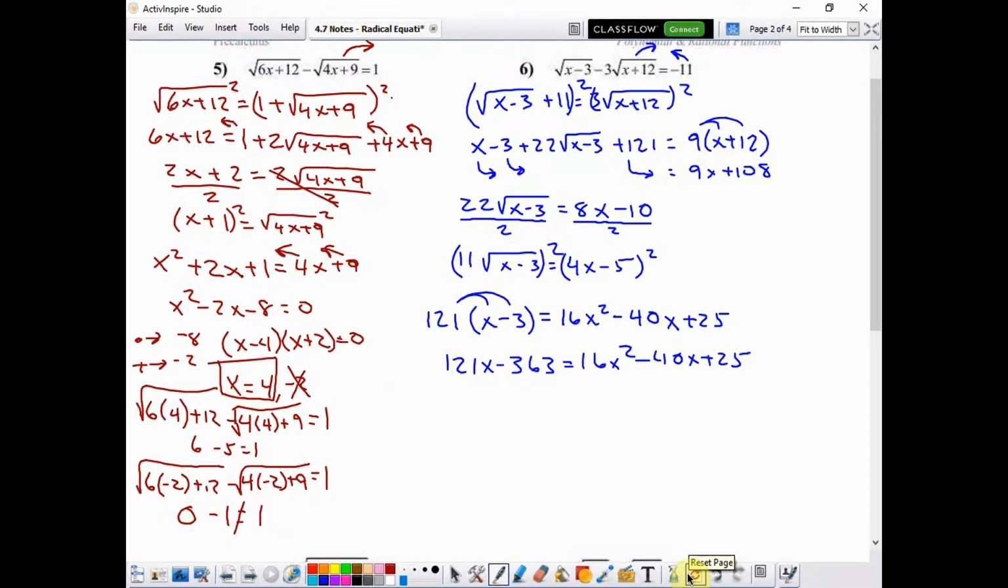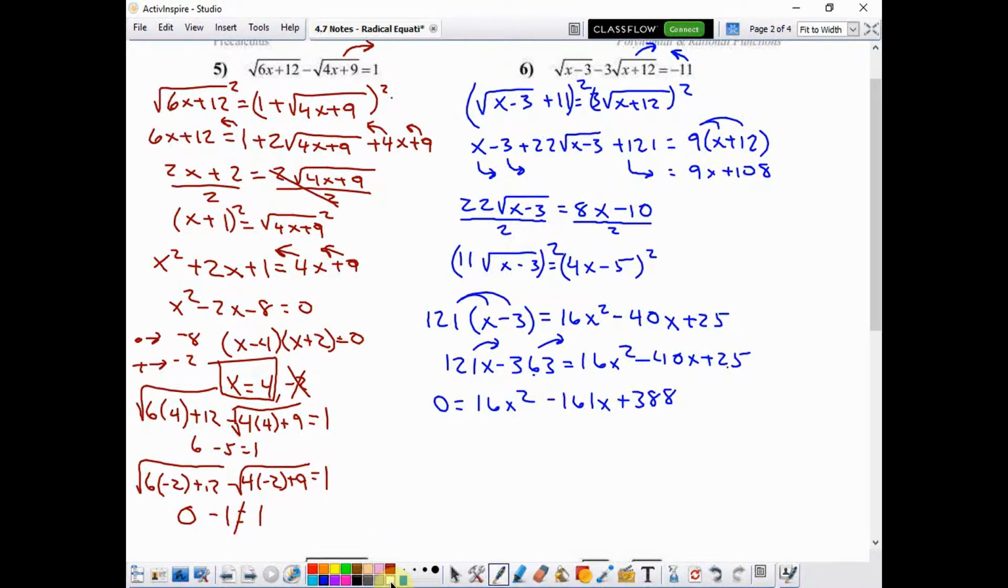Okay, now I'll bring everything to the right side. 0 equals 16x squared minus 161x plus 388. So I added 121x to the negative 40x. So I'm sorry, I subtracted negative 120x from negative 40x, and I added 363 to 25.